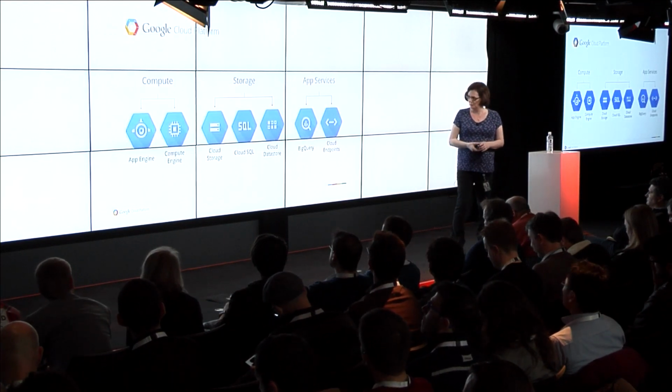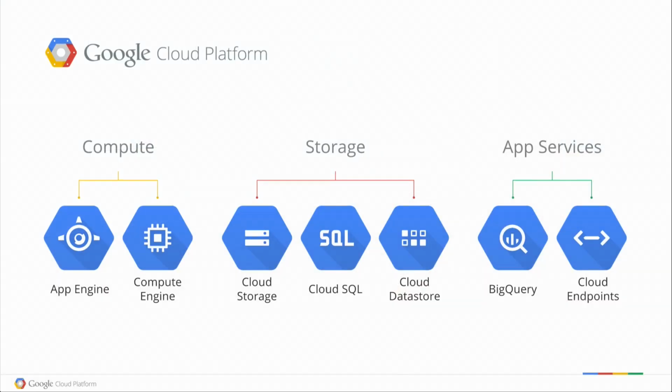Then the Google Cloud Platform itself consists of 3 main areas: compute, storage, and app services. On the compute side, we have App Engine and Compute Engine. On the storage side, we have Cloud Storage, which I've just mentioned, which is built on top of Colossus and provides a bucket storage service for storing unstructured data. Cloud SQL offers you MySQL instances in the cloud. These are completely fully managed instances. So you create your database on an instance, you create your tables within the database, but you don't have to worry about managing the actual instance itself.